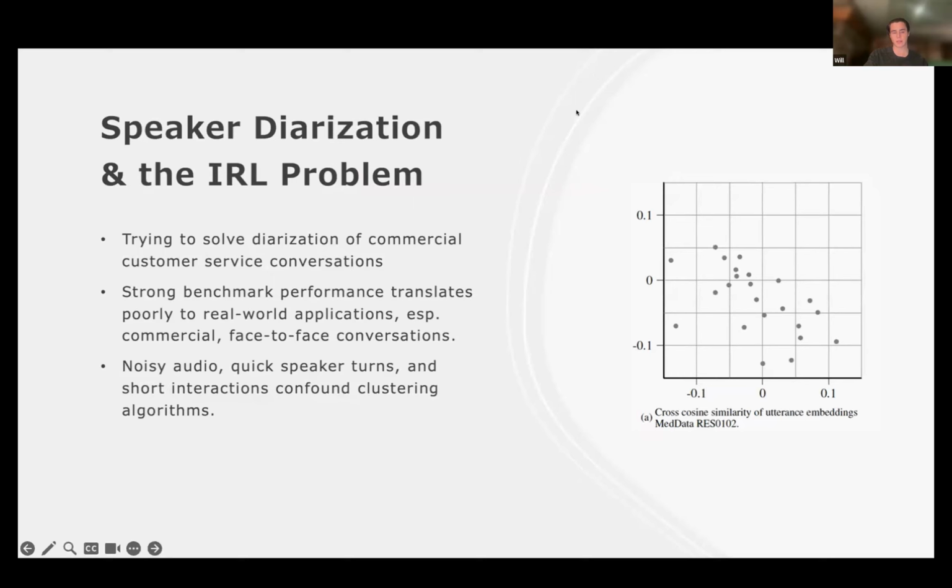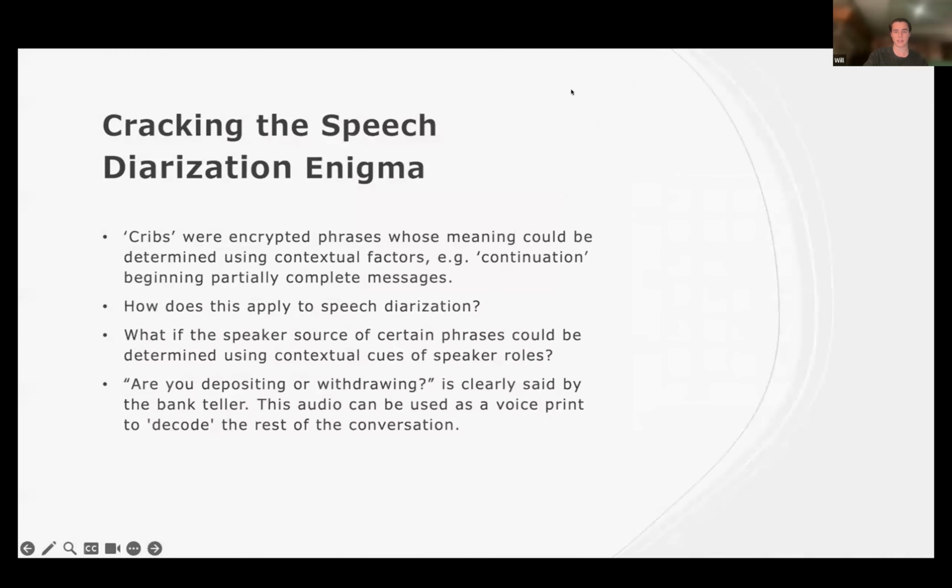I was thinking through some of the ways in which we could leverage other information contained in these sorts of commercial conversations, specifically role information, the distinction between the roles of the speakers, to potentially aid in the diarization task. Before I get into exactly what that looks like, I'm going to take a quick detour and talk about a little bit of history.